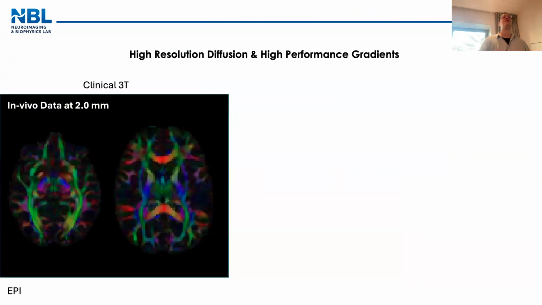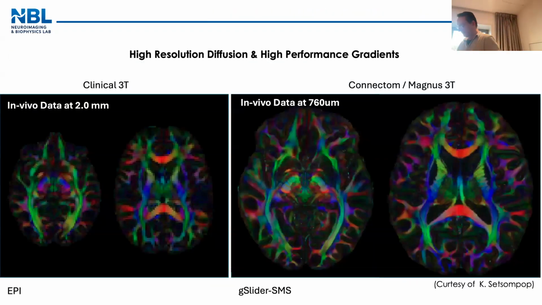And just to show you what we hope to get, this is clinical 2 millimeter. And this is where we're hoping to go as research: 760 micron in half an hour in vivo. Last year at ISMRM, they presented 500 micron isotropic in vivo in less than half an hour. Yeah, sorry, I finished, by the way.